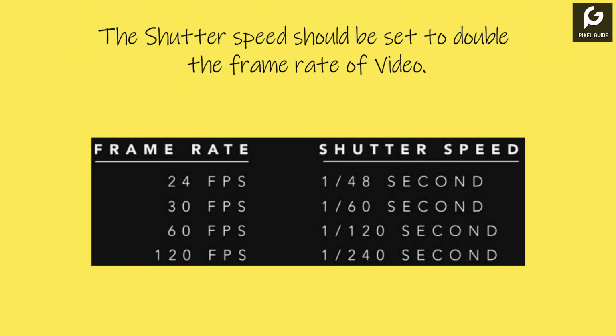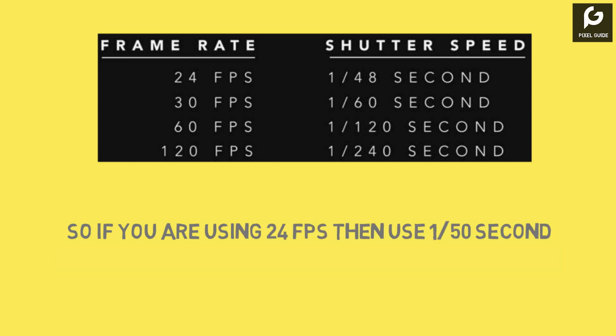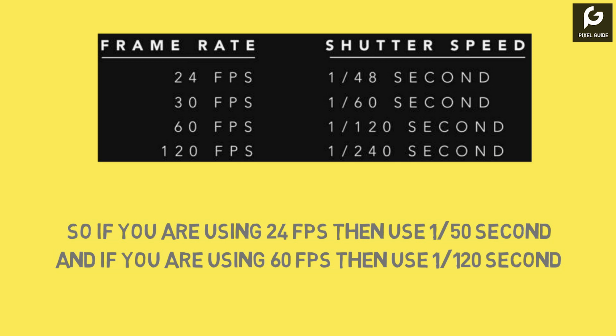Let's understand with this image. If you are using 24 FPS, then use 1 by 50 of a second, and if you are using 60 FPS, then use 1 by 20 of a second.